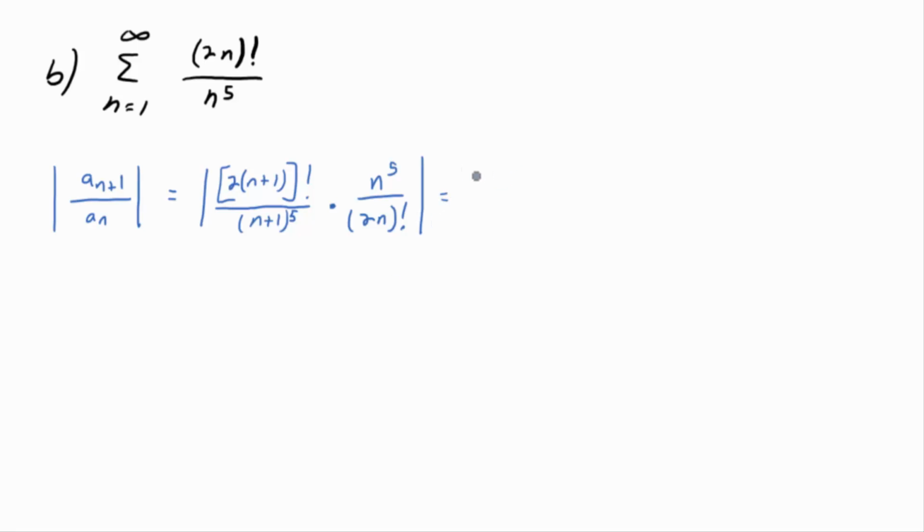Let me rearrange things. I'm going to drop the absolute values because everything's positive. 2n plus 2 factorial on top. I'm going to move the 2n factorial right beneath it. And then I'm going to write n to the 5th over n plus 1 to the 5th together. And again, I dropped the absolute values on purpose. Okay, here's what I want to see. I want to see the cancellation here.